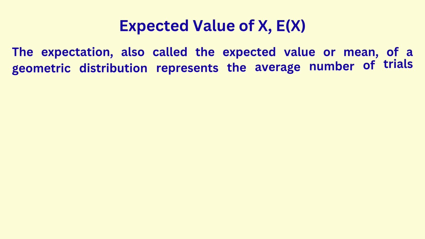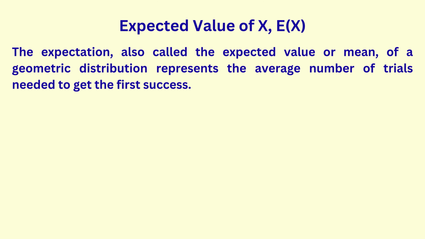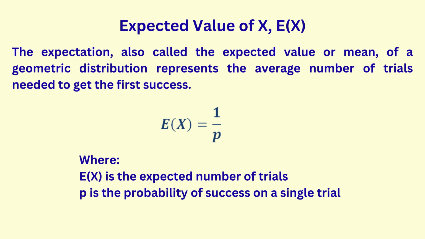The expectation, also called the expected value or mean, of a geometric distribution represents the average number of trials needed to get the first success. The formula for expectation is E of x is equal to 1 over p.